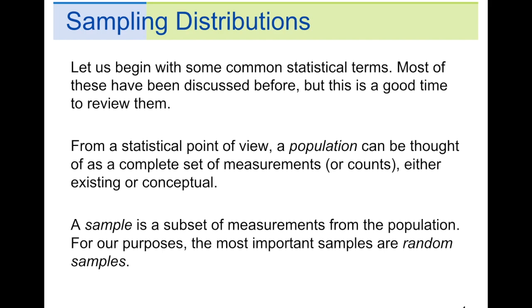From a statistical point of view, a population can be thought of as a complete set of measurements or counts, either existing or conceptual. So population is everything, all of the measurements or counts or people, whatever, that exist in a specific group. A sample is a subset of measurements from the population. For our purposes, the most important samples are random samples. So samples are a part of the population, not all of the population.